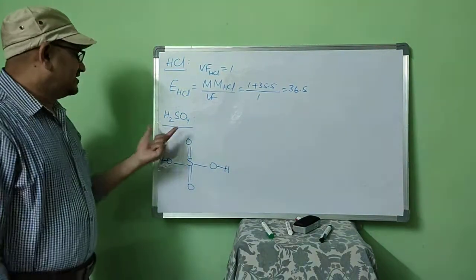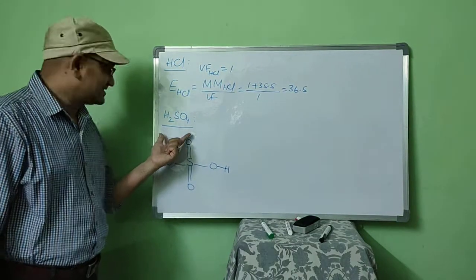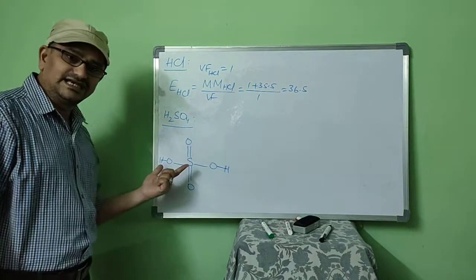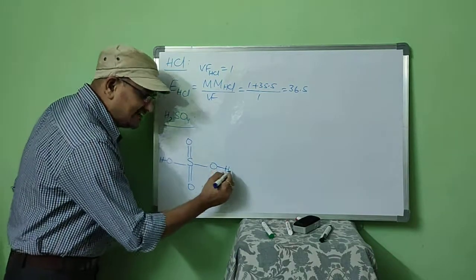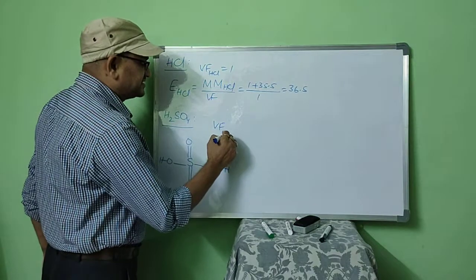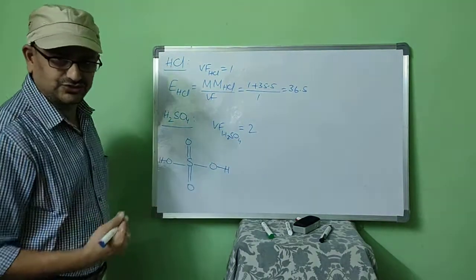Now tell me, in the formula we have 2 hydrogens. Out of those 2, how many hydrogens are replaceable? Those which are connected through oxygen. See here, 2 hydrogens are connected through oxygens. So valency factor of H2SO4 in general is 2, or maximum valency factor is 2.